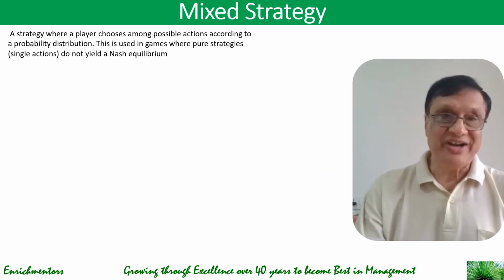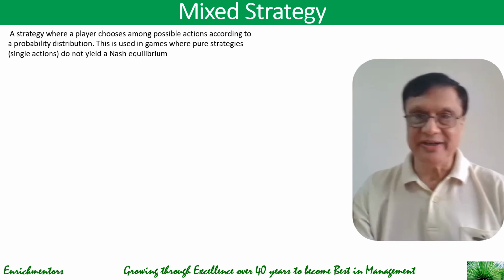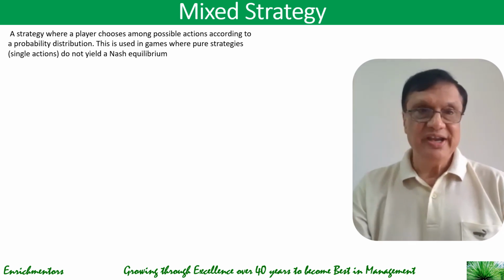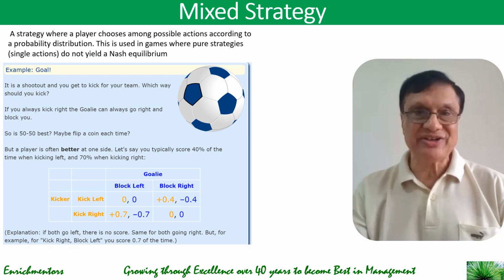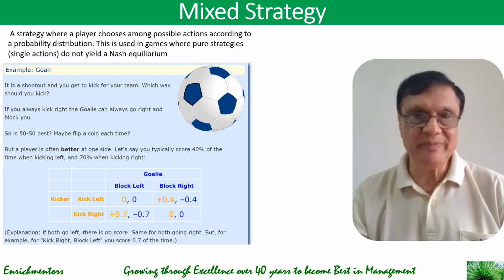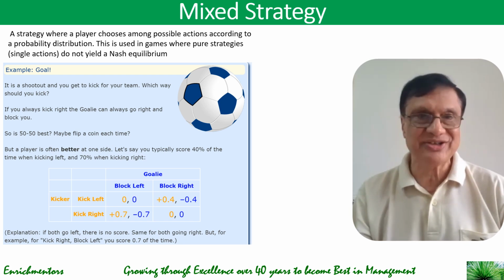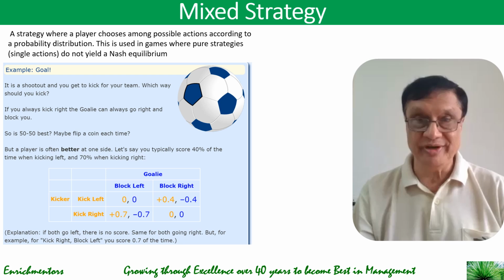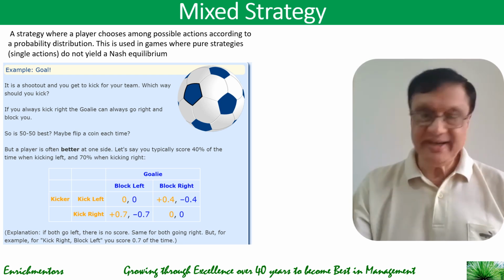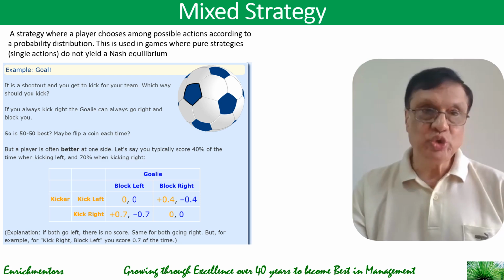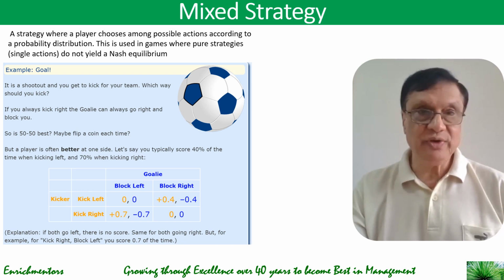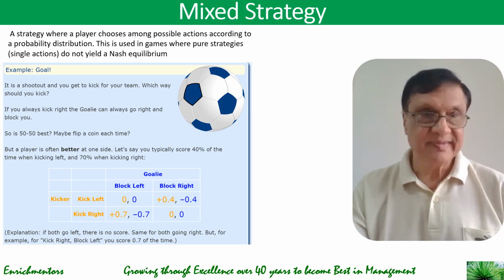Then there are mixed strategies. This is a bit complicated, but let's take a look. This is a strategy where a player chooses among possible actions according to a probability distribution. It is used in games where, with pure strategies, no single action can yield a Nash equilibrium. Let's take an example of a football game. It is a shootout and you get to kick for your team. Which way would you kick?